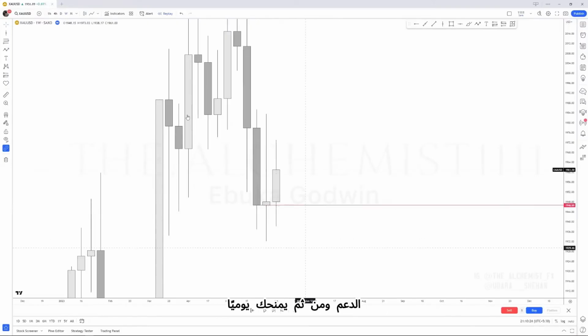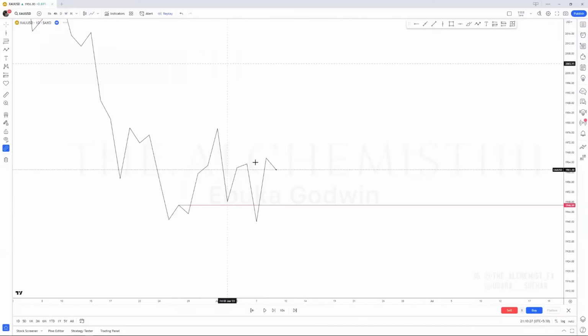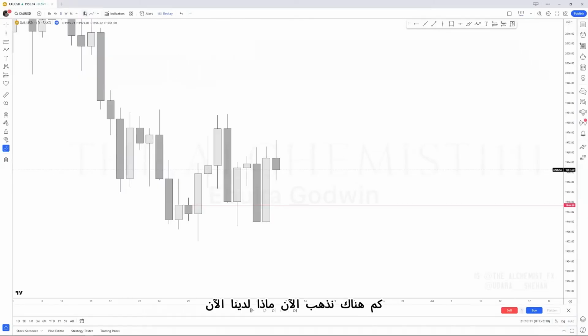Weekly rejects a weekly support and then daily gives you a bullish QM. There we go. Now, what do we have? Now we have a weekly bullish storyline. This is what I explained. Why? Because weekly rejected a weekly support and then daily gave you a bullish breakout. Perfect.